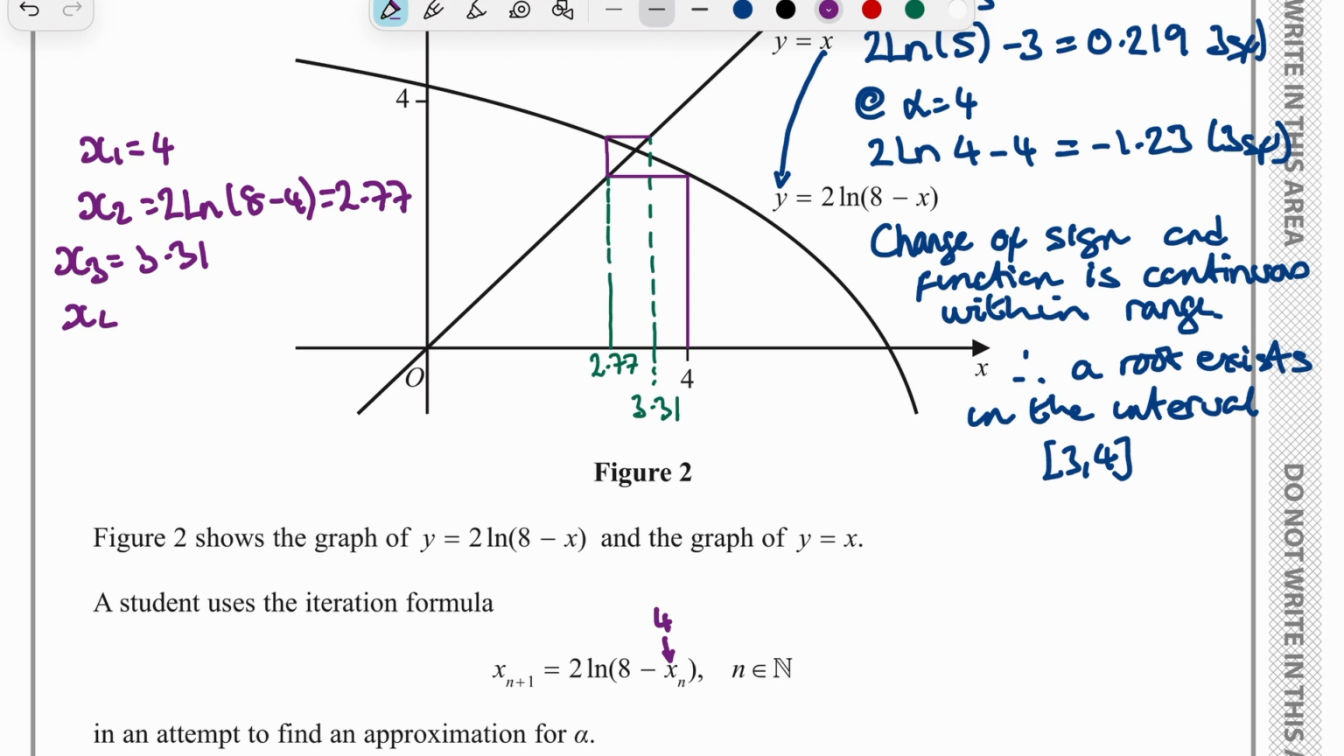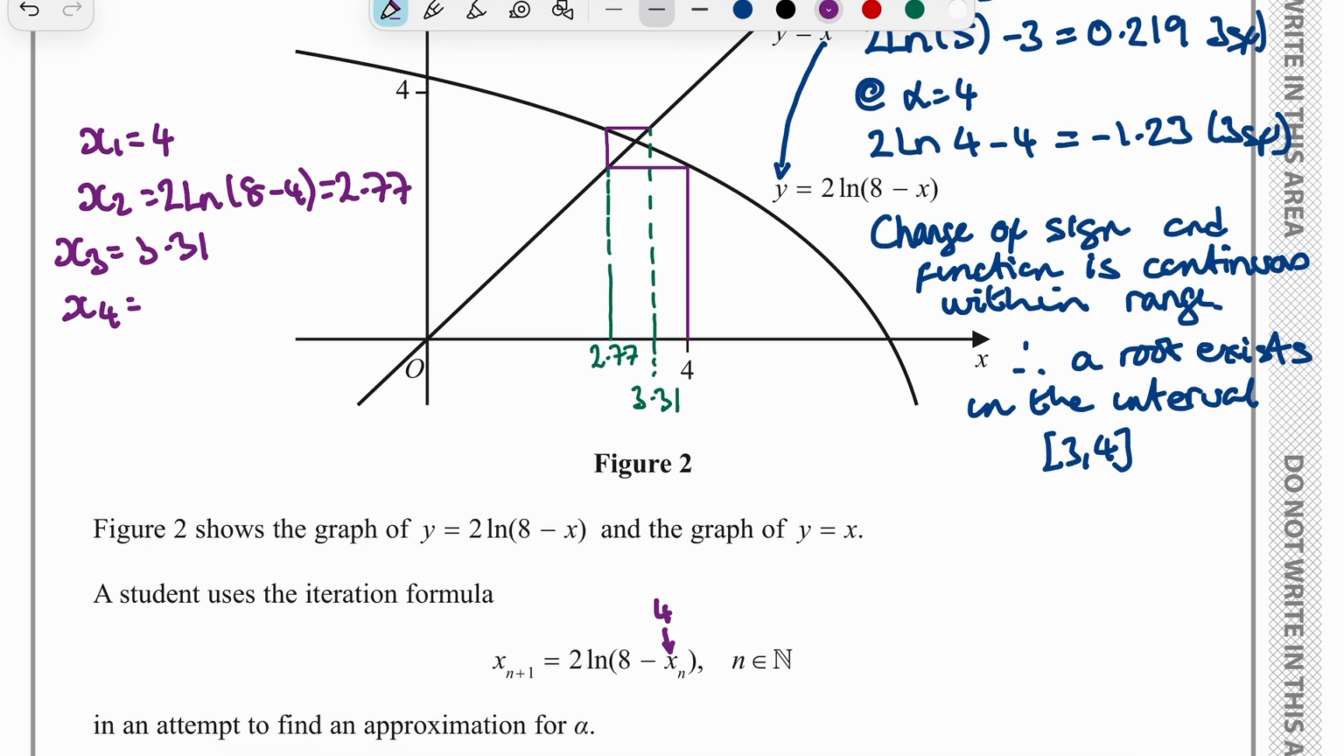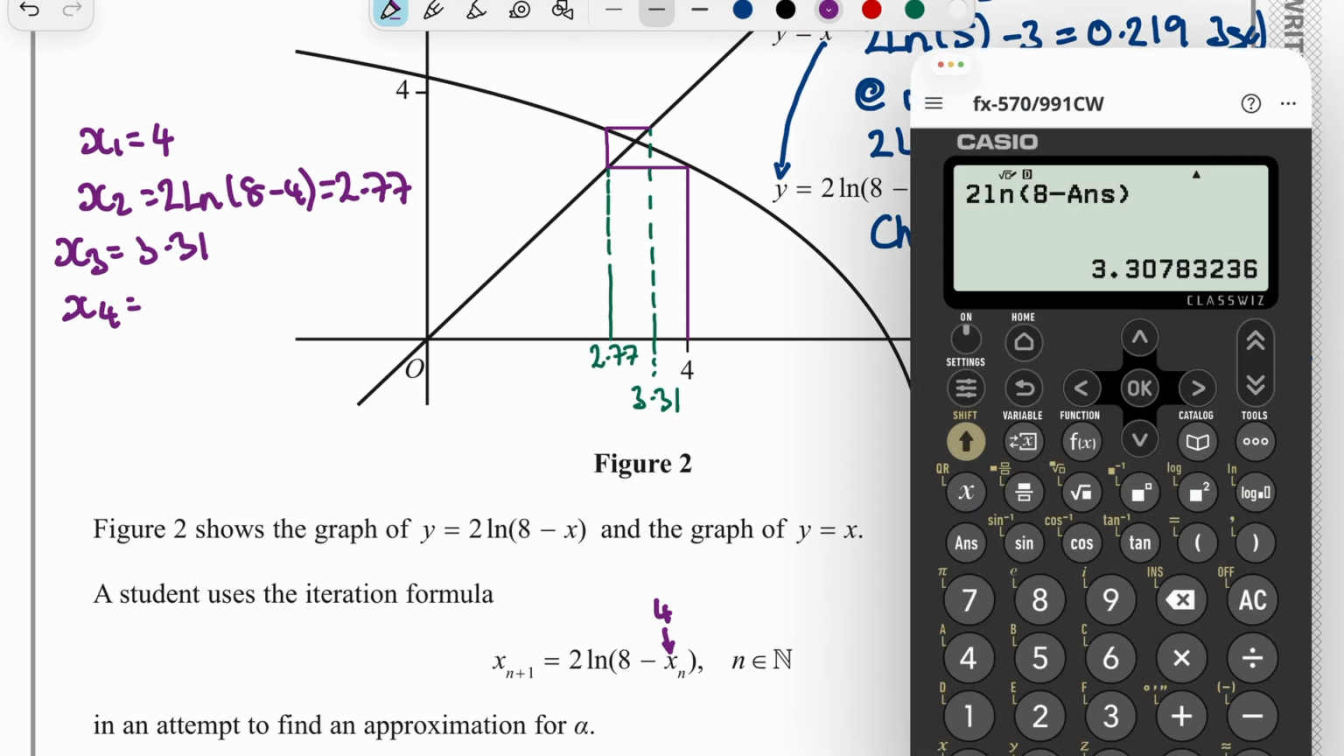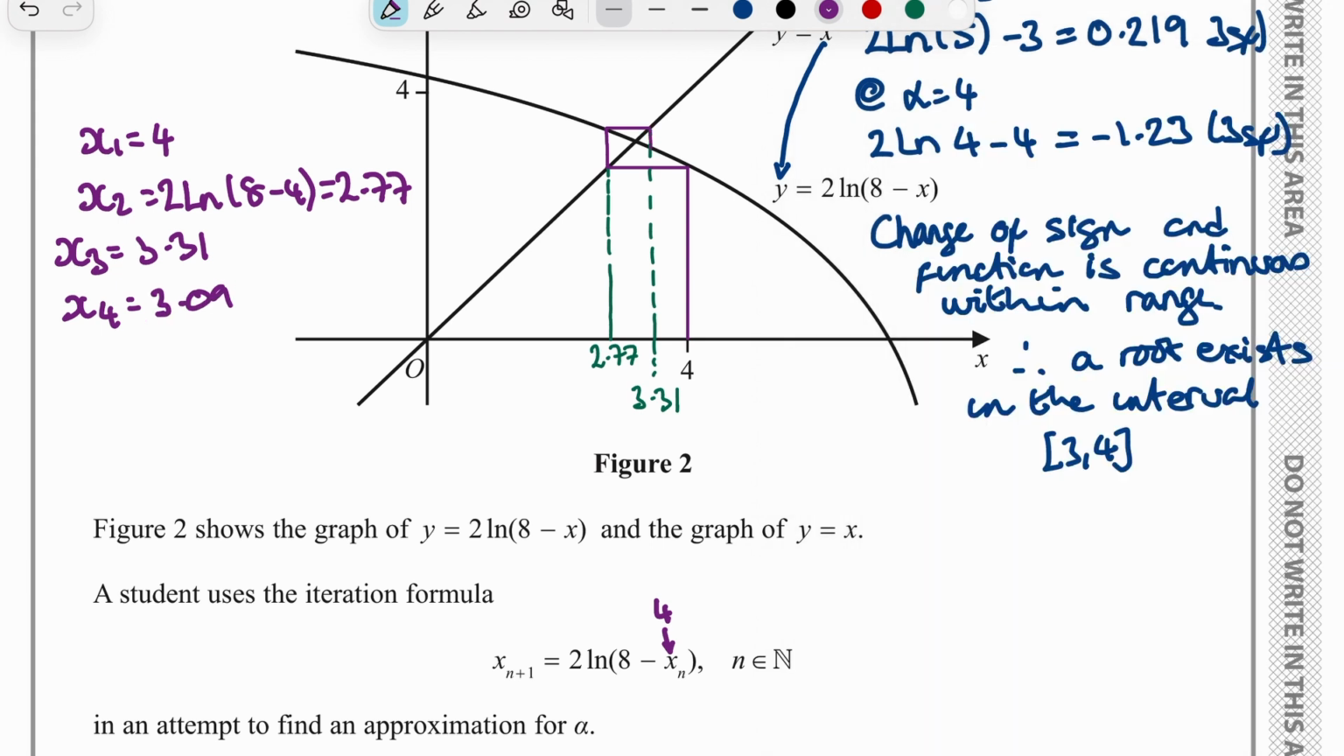So the next iteration, x4, we go back to our calculator, and we press execute again. It will store the previous answer, and we get 3.09. So then we go back to the curve, and then we go across, and that'll be 3.09 here.